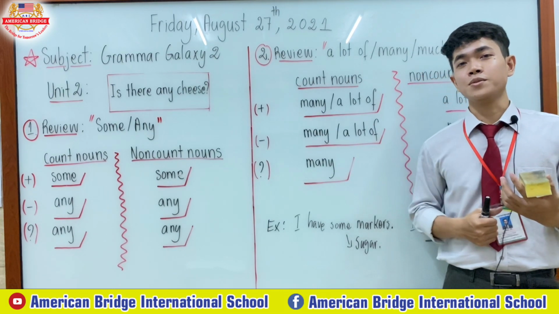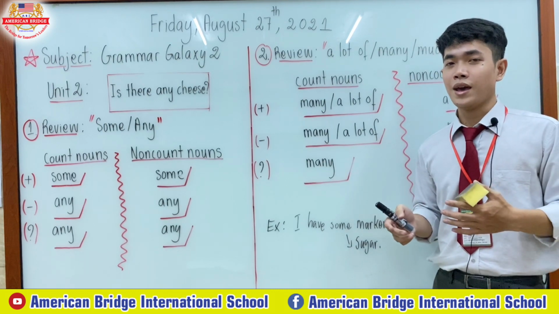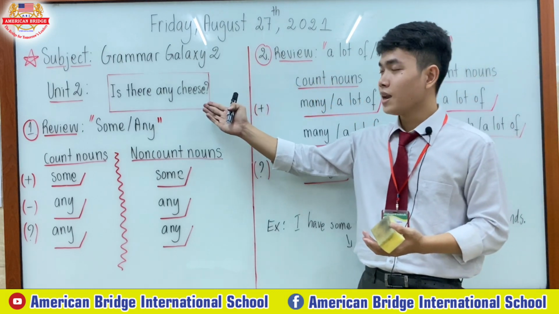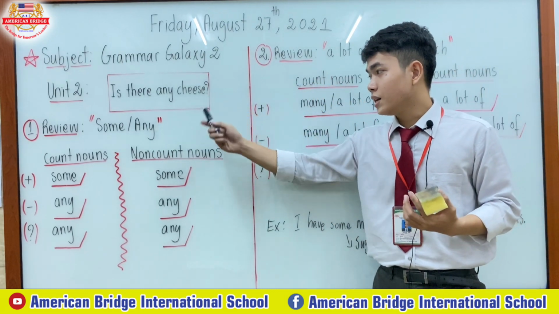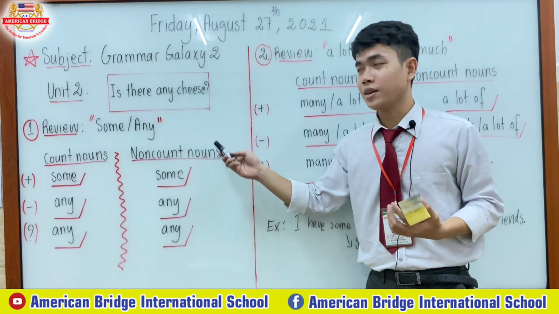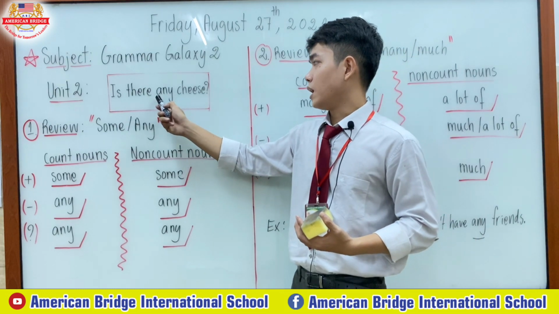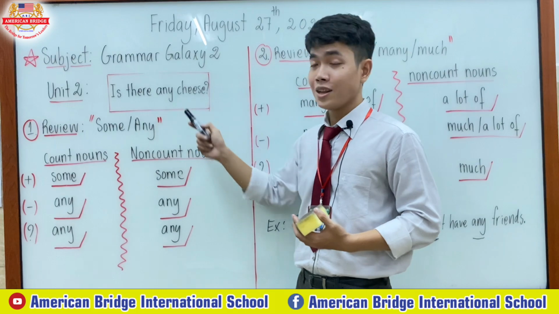Very good. So to make the question form, you just sometimes need the word any, like, is there any cheese? Is there any cheese is the question form. And cheese here is the non-count noun. So we use the word any in this sentence with the non-count noun. Is there any cheese?